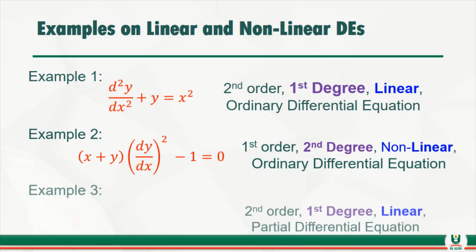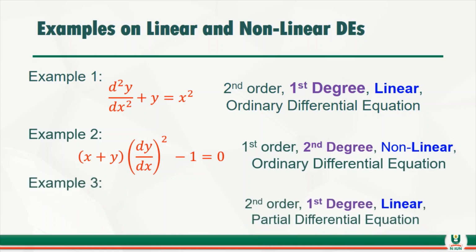Example 3 here is actually second order, first degree, and linear. Why do I call it linear? There is no place in example 3 where the dependent variable is multiplying itself or multiplying its derivative. So we're going to call it a linear partial differential equation.